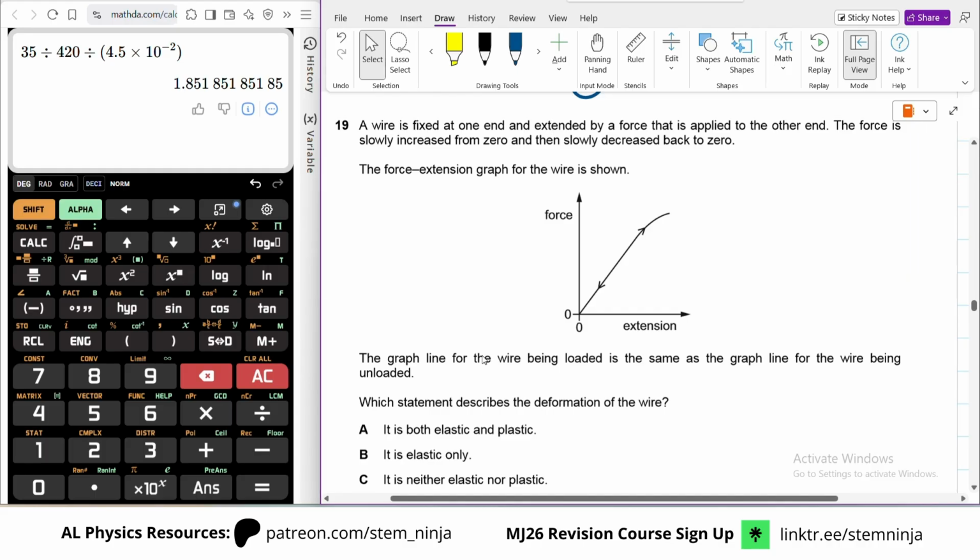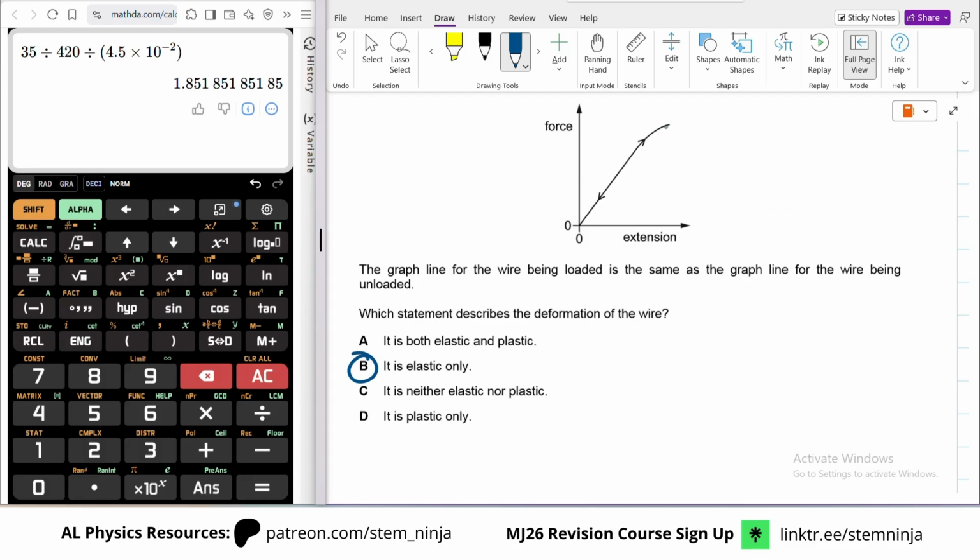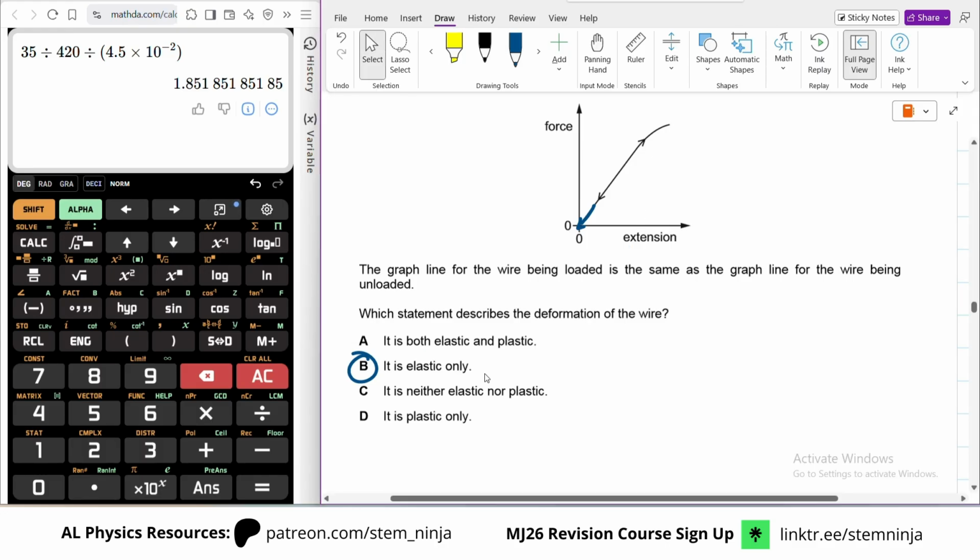A wire is fixed at one end and extended by a force that is applied at the other end. Force is slowly increased from 0 and then slowly decreased back to 0. The graph line for the wire being loaded is the same as the graph line for the wire being unloaded. That means it's elastic region. It's elastic only, because it's coming back at the same 0 extension. That means there has been no plastic deformation.